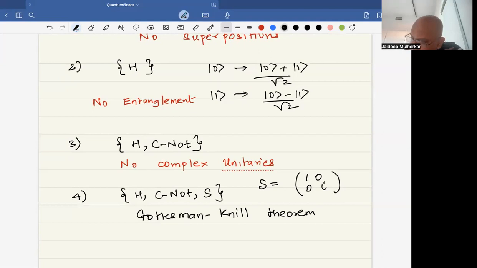And finally, the one which is a universal set is this set of gates: H, T, and C-NOT. So this is universal.